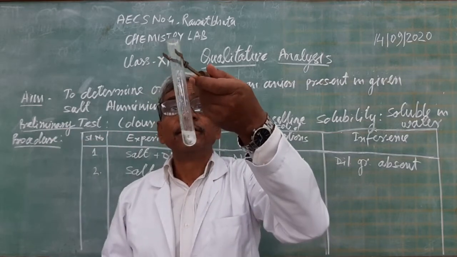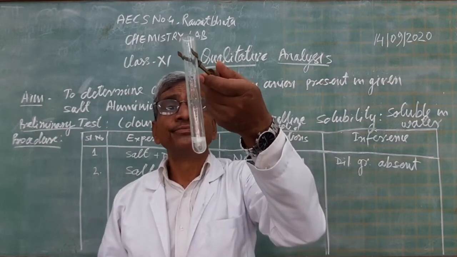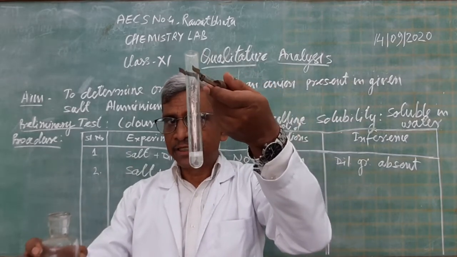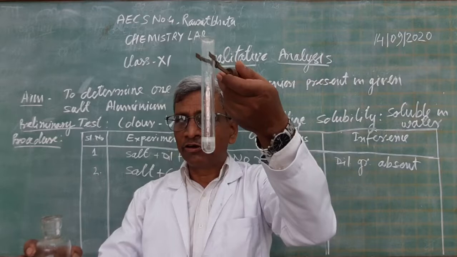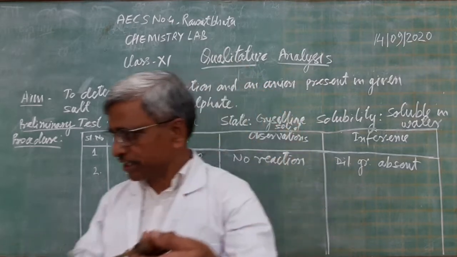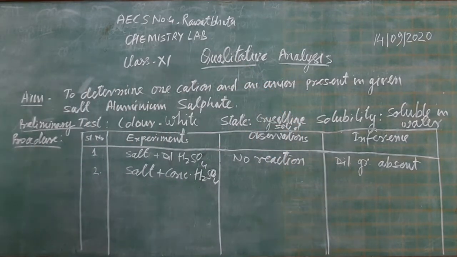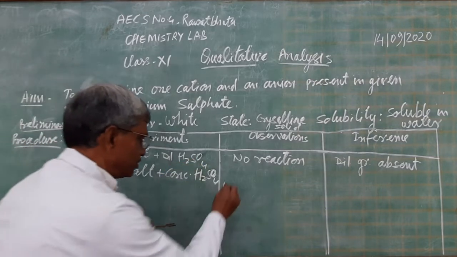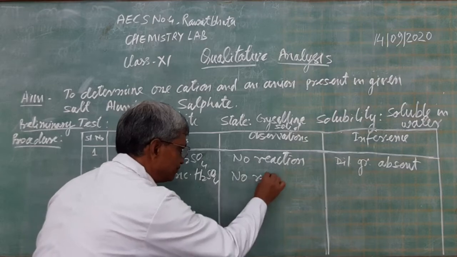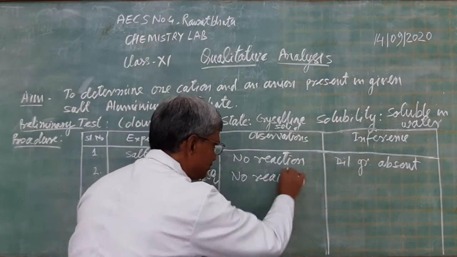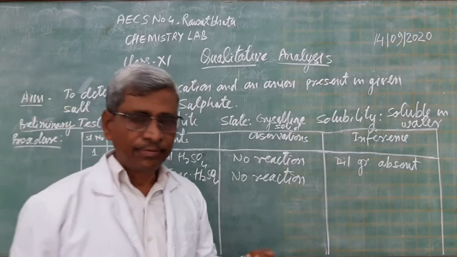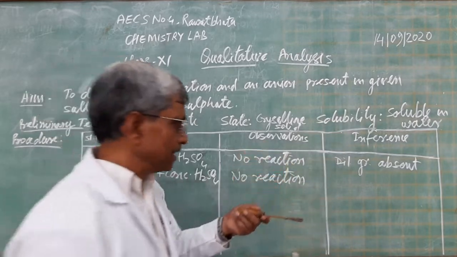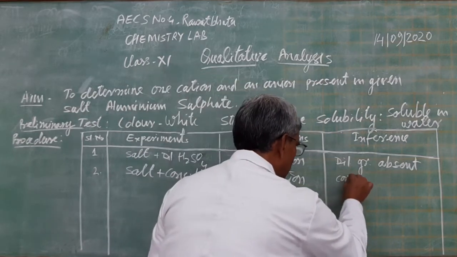See that there is no gas formation. Simply, the sulfuric acid is quite denser. That's why the salt is floating on top, but not going to combine. This shows that again there is no reaction. Here is the observation: no reaction, because no gas is formed and no color change is there. And here, concentrated group absent.